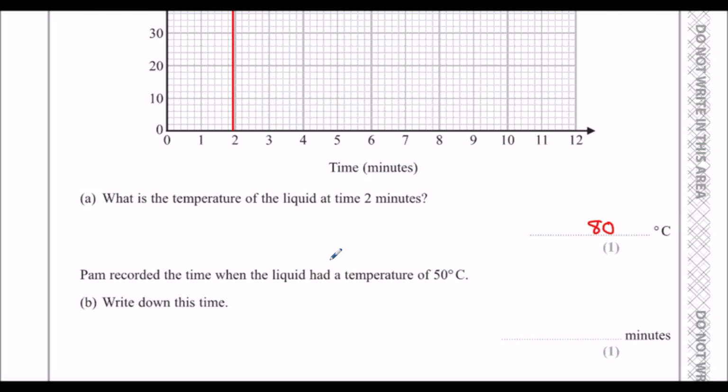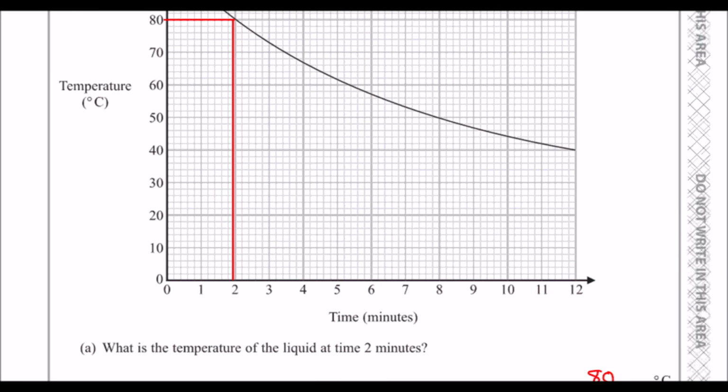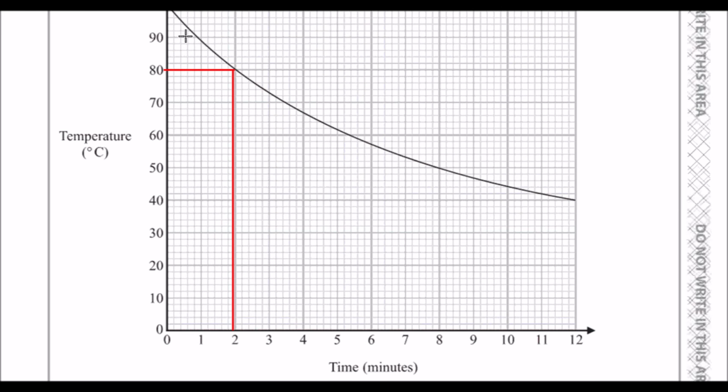Pam recorded the time when the liquid had a temperature of 50 degrees. Write down this time. So 50 degrees, so 50 degrees along and down.